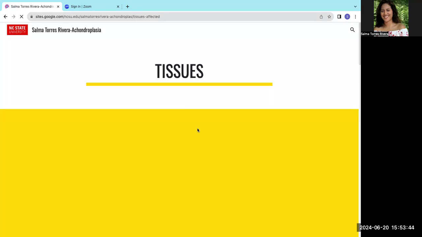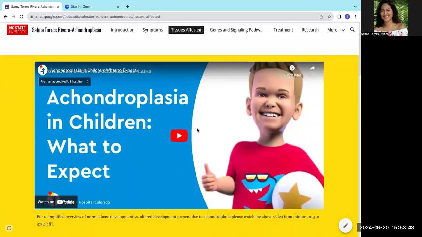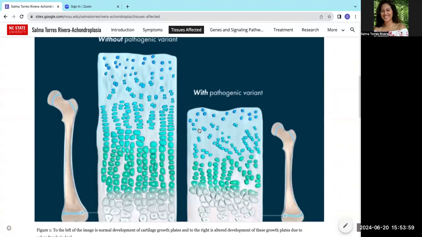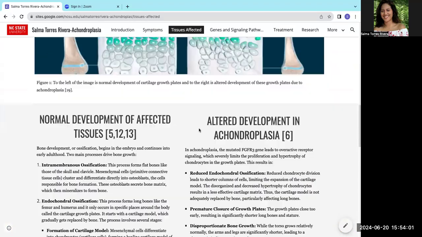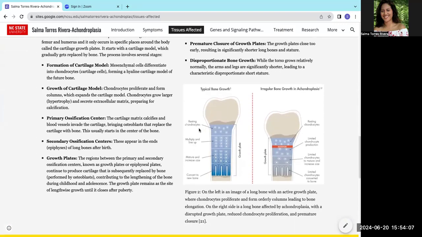Tissues affected. I'm a very visual person, so I really wanted to include a video that provided a brief overview, an oversimplified view of how tissues are affected in achondroplasia. I thought this one did a particularly good job, and then I wanted to go into depth of how it's affected, showing side by side normal tissue development and then altered development.